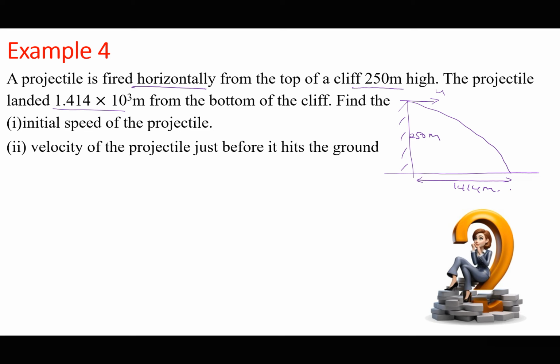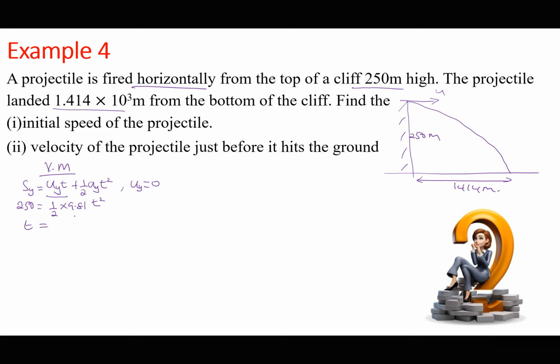The time can easily be found in the vertical. So if I consider vertical motion, I use s in the vertical equals the initial velocity in the vertical times t plus a half acceleration in the vertical times t squared. S in the vertical is 250. Initial velocity in the vertical is 0 because the projectile was horizontal. So this is a half times 9.81 times t squared. So I can find the time for the journey.